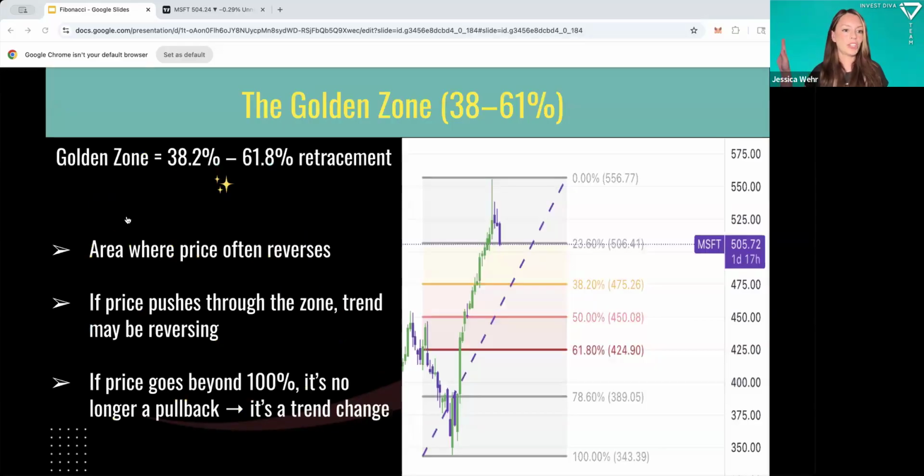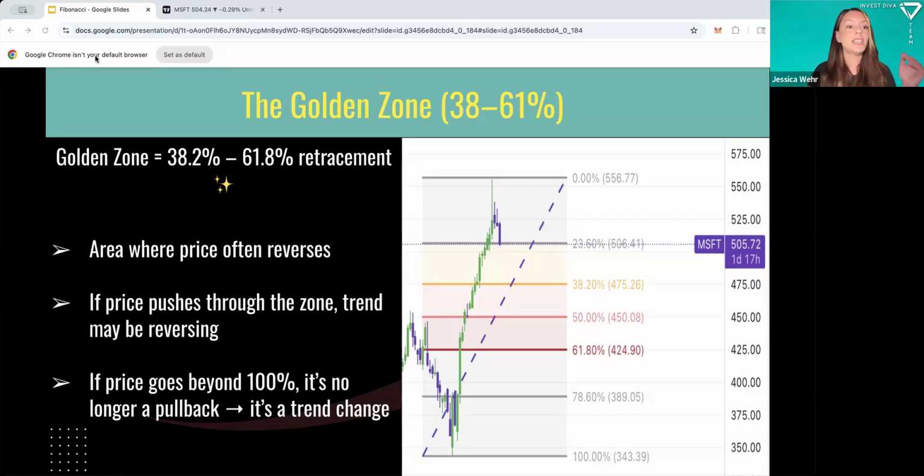Here's the finale-ish. I think I have one more slide. The golden zone, okay? It's based on that golden ratio that we talked about in the beginning, and it's an important zone where the price, I like to say, likes to just make a decision. A lot of times it will decide to then pull back and continue on that previous trend.